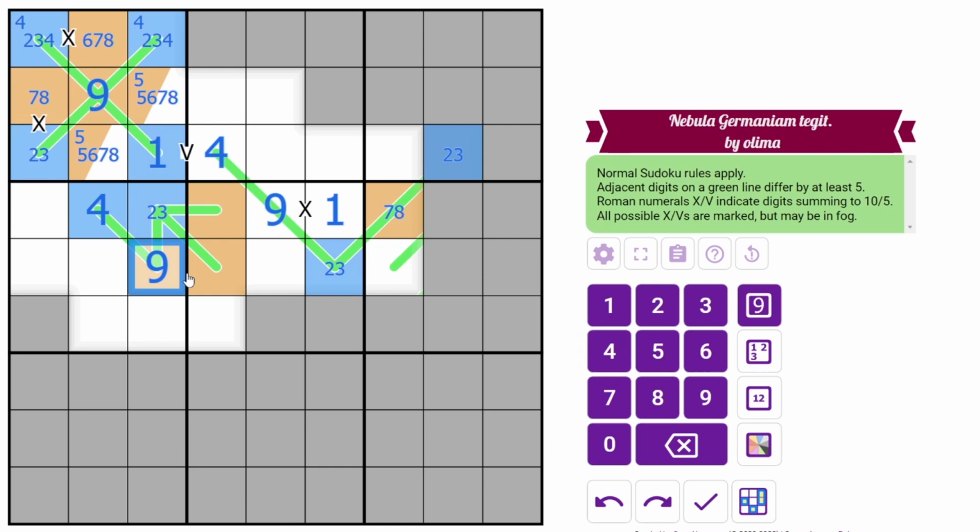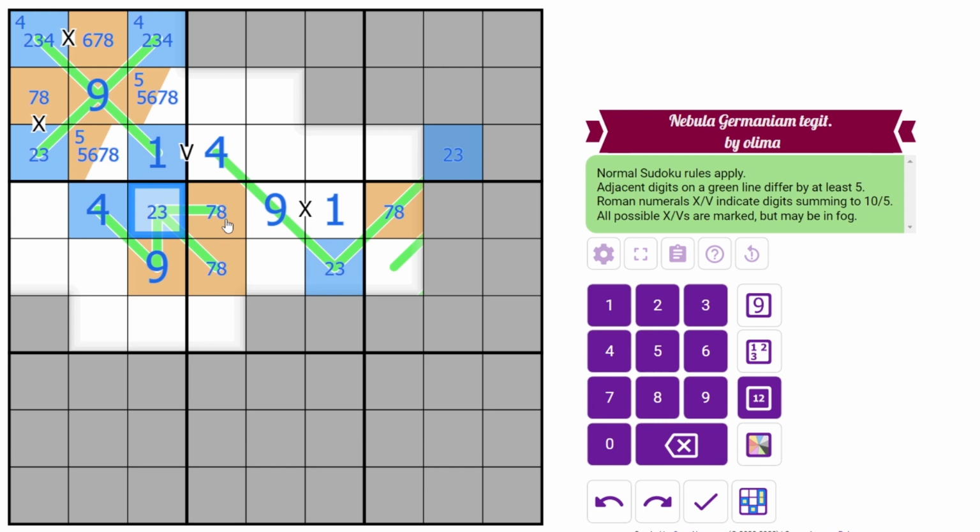This 2, 3. Now, if this is not, that means this must be 7, 8. It cannot be 6 because of 2, 3. 6 is not that far away from 2, 3. 7 8 7 8 2 3 7 8. Now we have 7 8 7 8 here. This cannot be 3 now because one of this has to be 7. So this has to be 2.